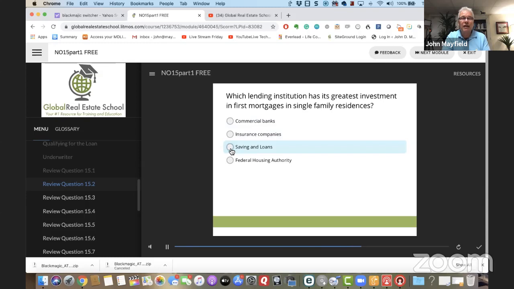So which lending institution has the greatest investment in first mortgages? Well, again, that's savings and loans. Commercial banks, that's the short-term business loans. Insurance companies are getting involved in the bigger high-end loans. And FHA, Federal Housing Authority, we'll talk about, they do single family loans, but this is lending institution, not agency. That's the key for that, okay?